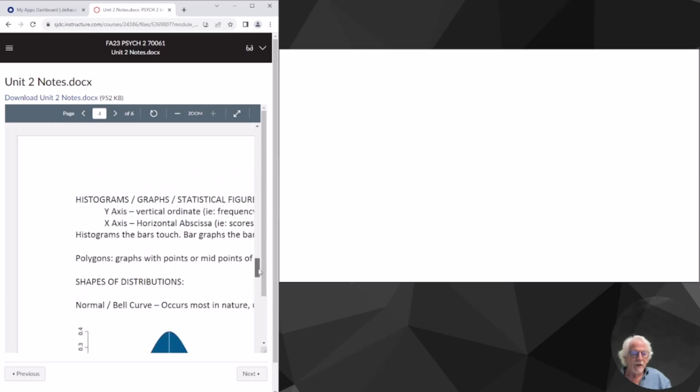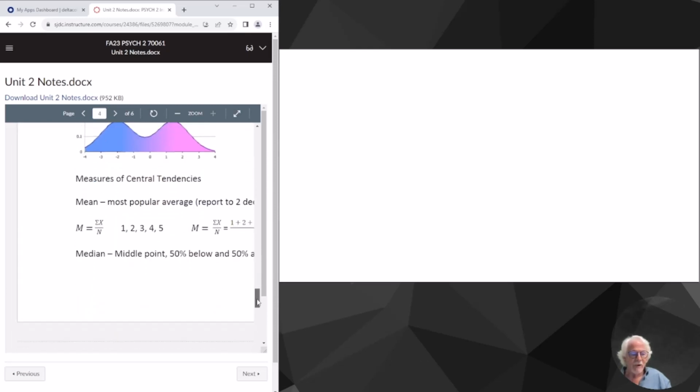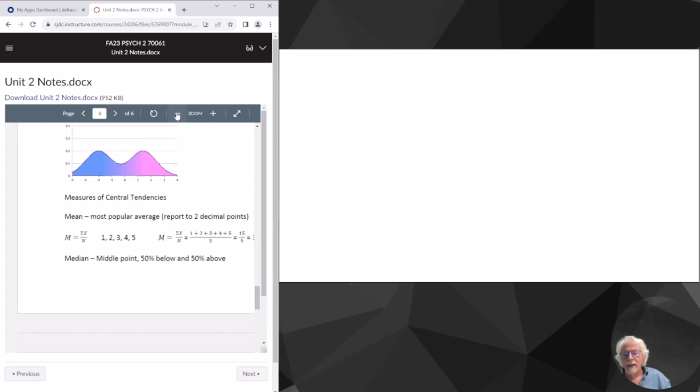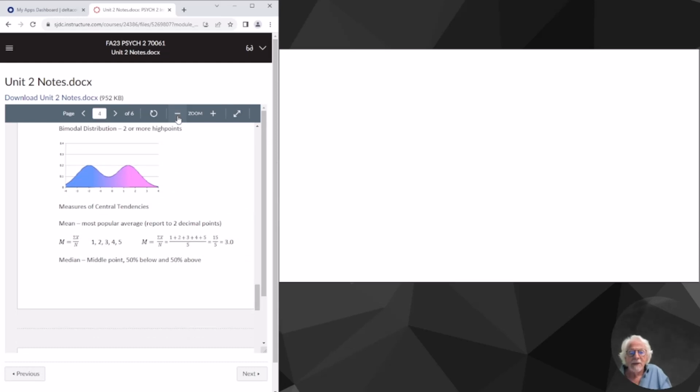So what are those? Mean, median, and mode are what we call our measures of central tendency. I'm going to shrink this, I'm sorry. Start writing on the board. So that's what happens. I don't think I can do both.